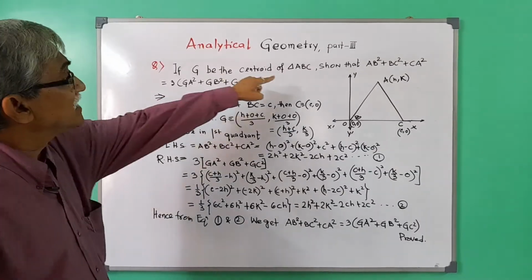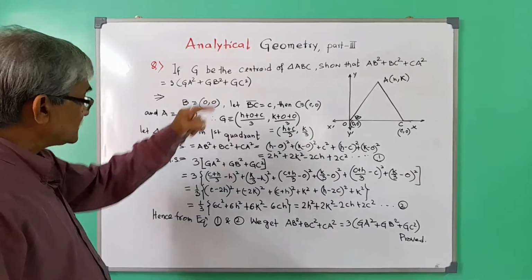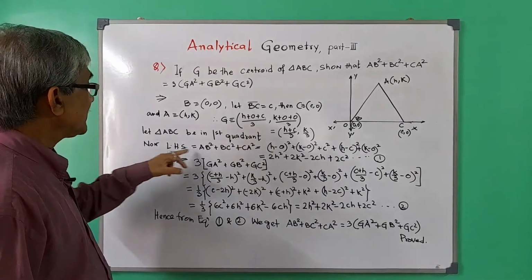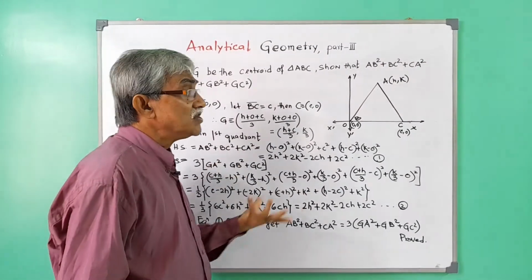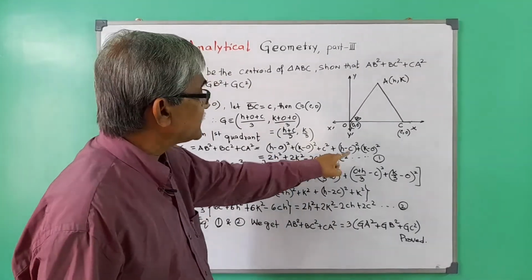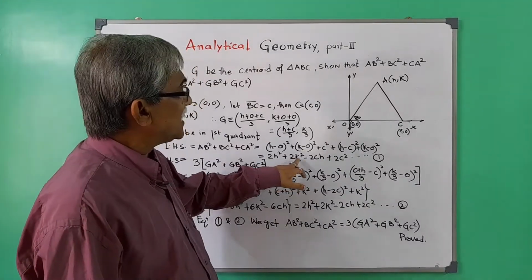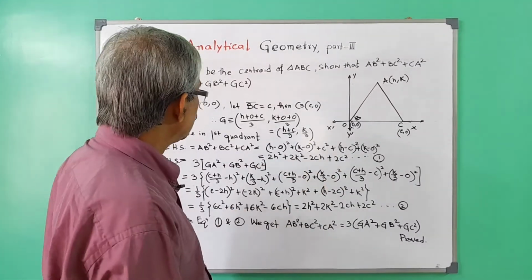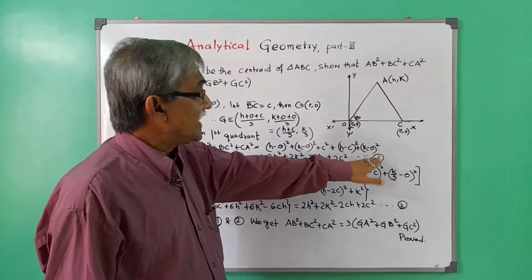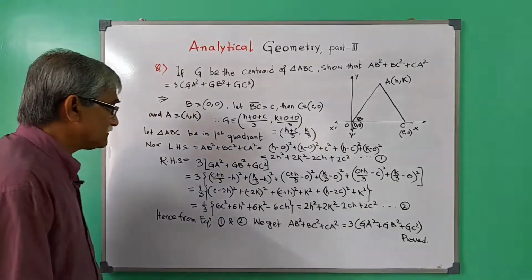Now let us take the LHS, the left hand side of the given proof, that is AB² + BC² + CA². It is simply the distance formula. I have done it, and thereupon you get 2h² + 2k² - 2ch + 2c². This is the left hand side. Let you mark it as your equation number 1.